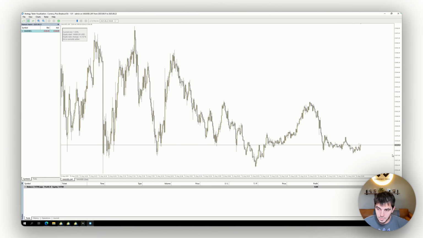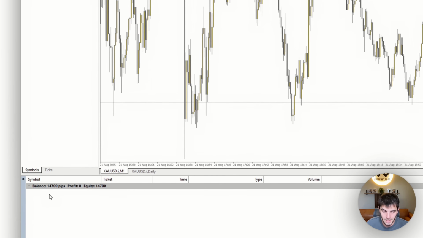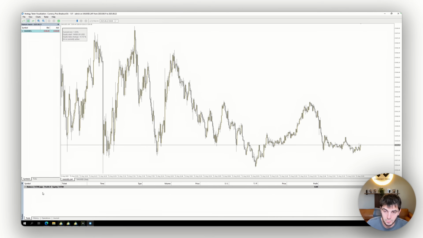All right, there you have it. So the back test is done. Now on an account size of starting with $10,000, we've got $4,700 profit. So that's pretty cool. Again, keep in mind with a lot size of 2 per trade, that's pretty significant risk. But let's go into the results of this back test.